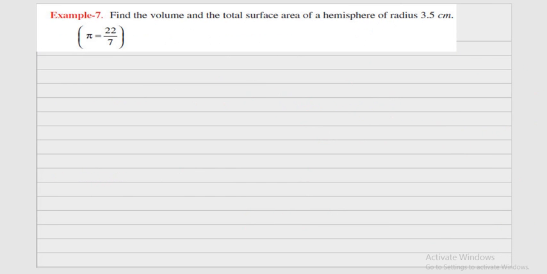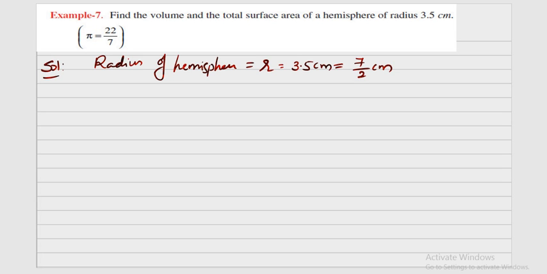So this is related to the hemisphere, right? For the hemisphere also, what do we need? We need only a radius. So the radius of the hemisphere r is equal to 3.5 centimeters. Now 3.5, how can I write it as 7/2 centimeters? Sometimes you can write it as 35/10 or 7/2, right? Next, first of all, what do we need to find?